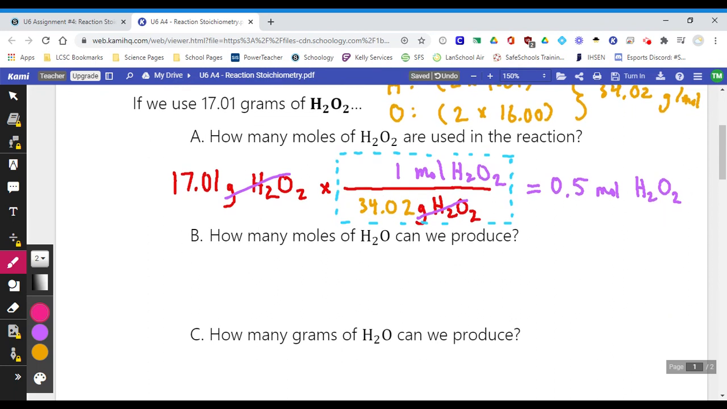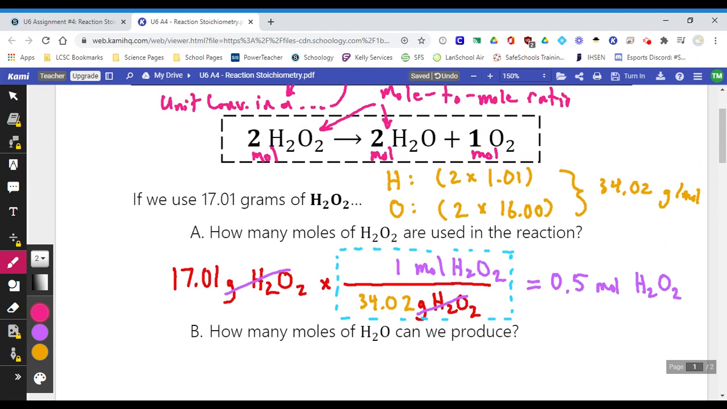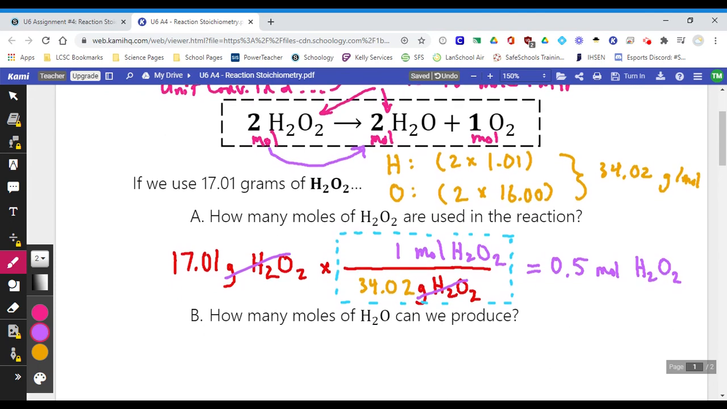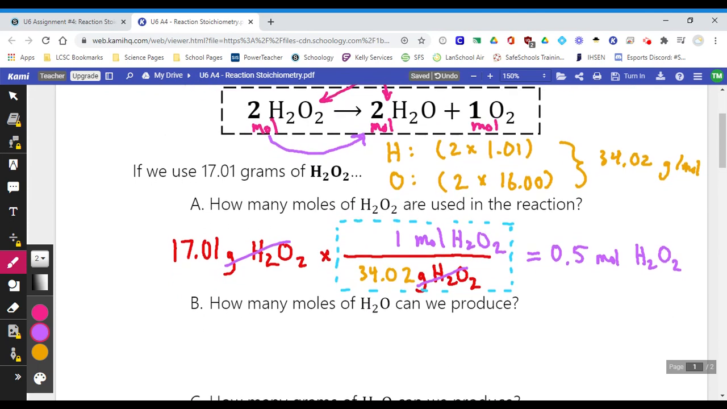How many moles of H2O can we produce? Using what we have in this balanced reaction equation, we're going to use a mole to mole ratio to convert from moles of H2O2 into moles of H2O. So I'm going from moles of H2O2 to moles of H2O. I'm going to scroll this down a little bit so I can have more space to write. So we're going to start with moles of H2O2, since we can relate the moles of one chemical to the moles of another.